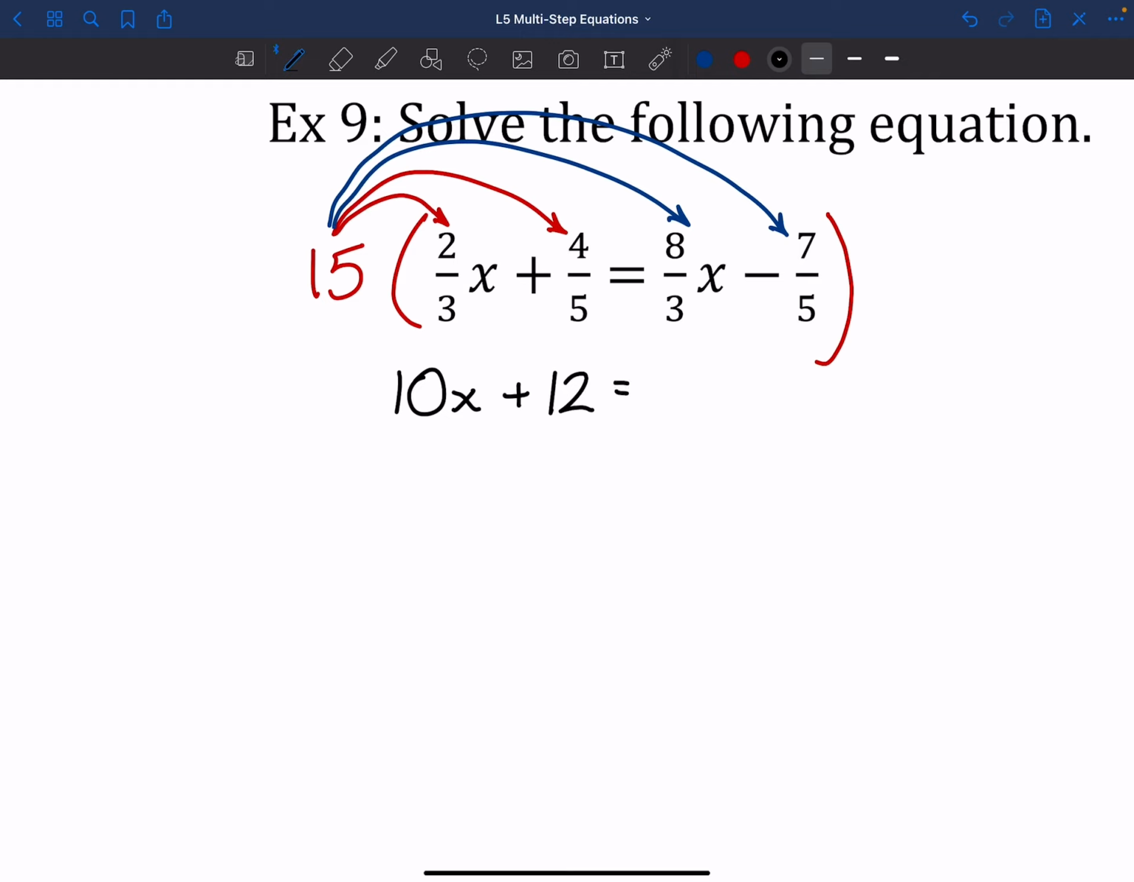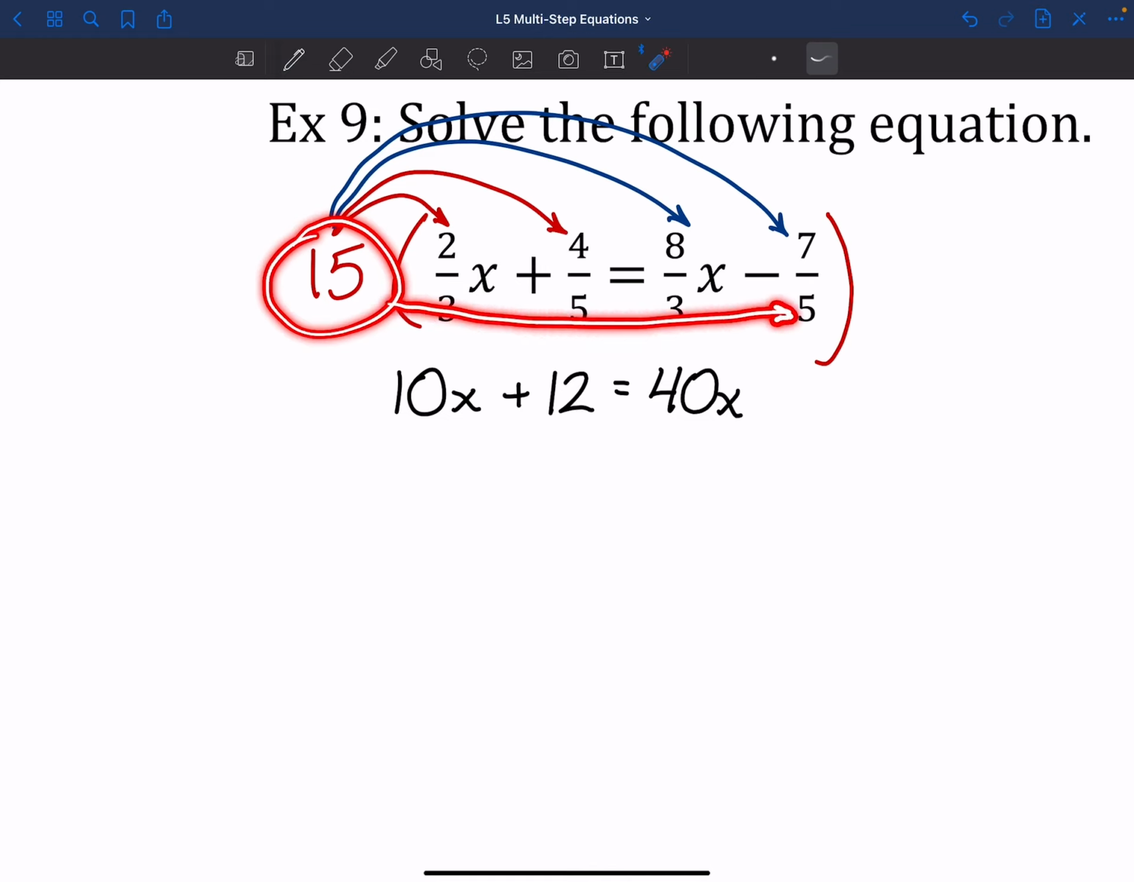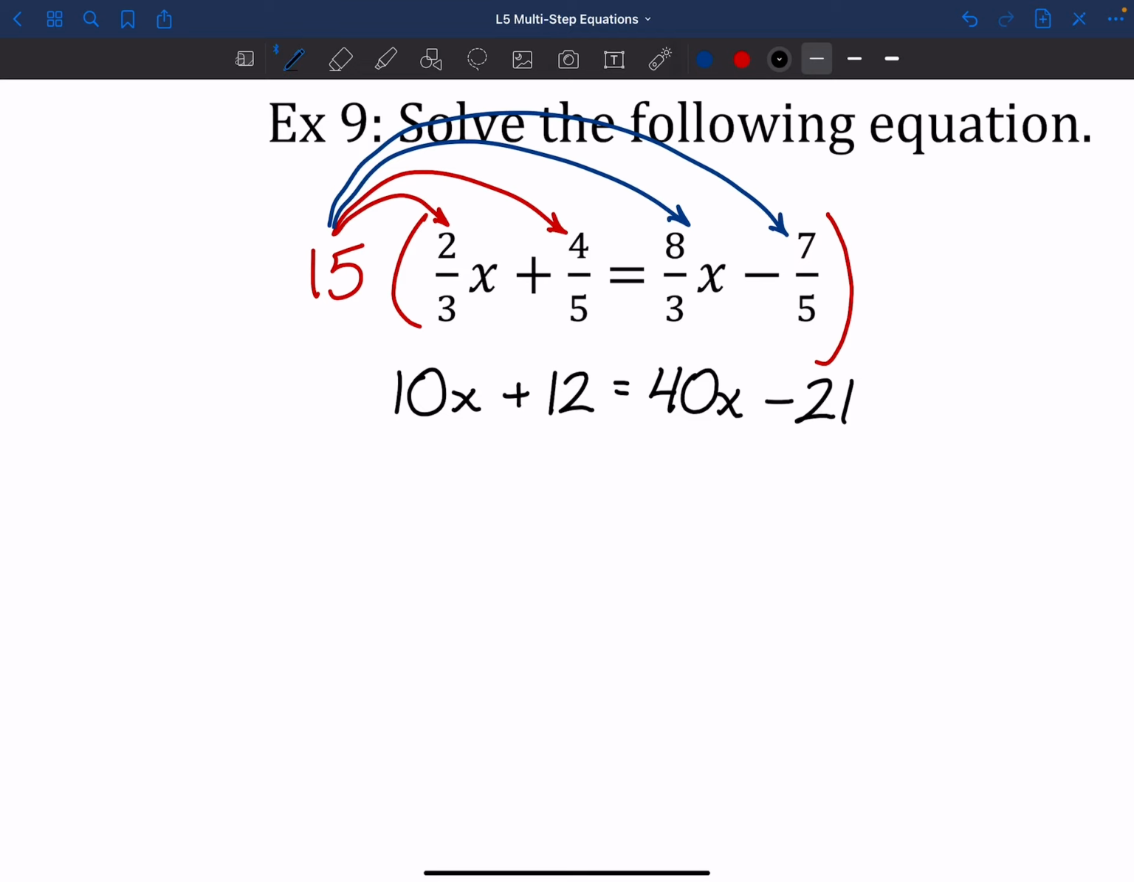Then we're on to the blue on the other side. We've got 15 divided by the bottom, which is 3. 15 divided by 3 leaves us with 5. That 5 is then going to get multiplied by 8. So 5 times 8 is going to give us 40 over there, with an x along for the ride. Last but not least, way on over there, 15 divided by the 5 on the bottom is going to leave us with 3. And then that 3 is going to multiply the 7 up top to give us 21. There was a subtraction sign there, so I'm going to keep it, so minus 21. After that, we have to get all our x's to one side. I'm going to move these 10 x's over.